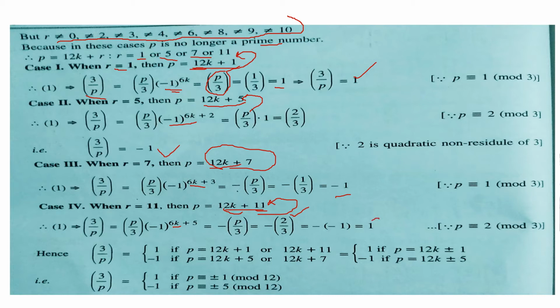So these are the two cases when it is 1, that is 12k plus 1 or 12k plus 11. In both cases it is 1, and in the other two cases it is -1. We can write 11 as -1 and 7 as -5. So it is 1 if p is congruent to plus or minus 1 modulo 12, and -1 if p is congruent to plus or minus 5 modulo 12. It is also an important question from the examination point of view.